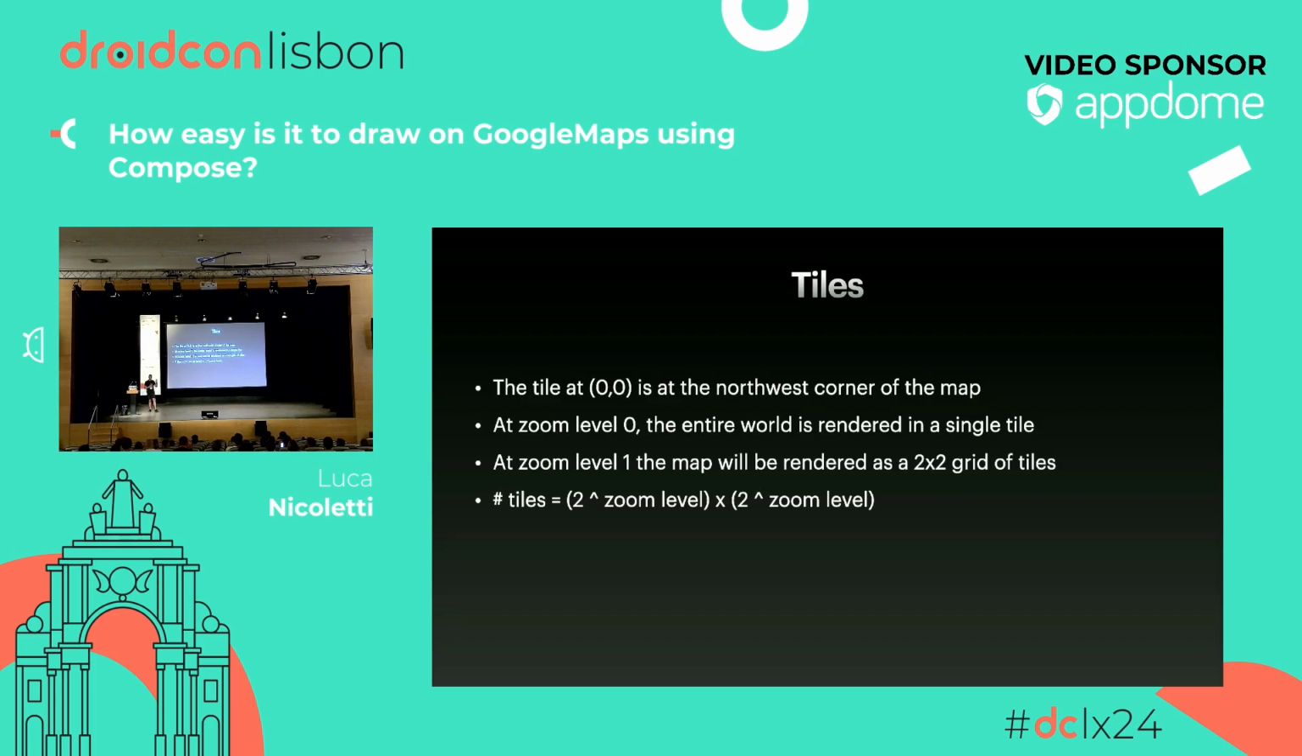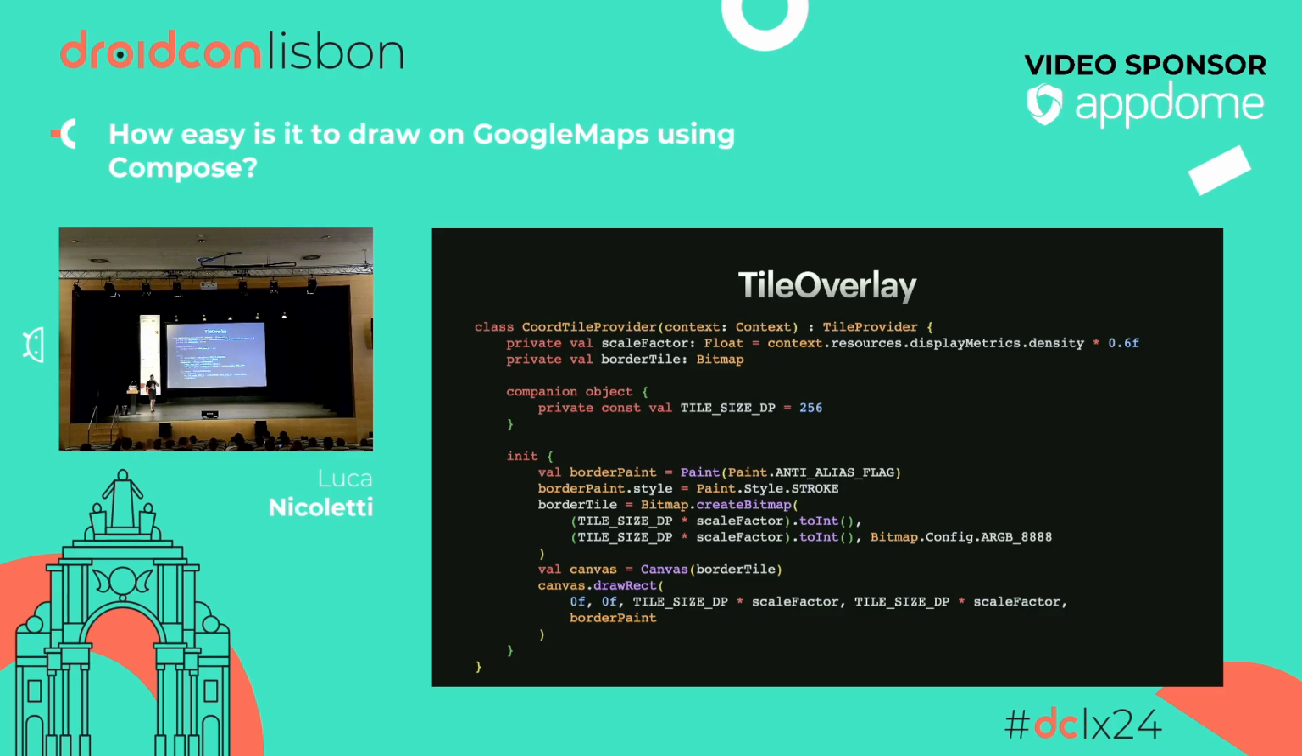The tile at 0, 0 is always at the northwest corner of the map. At zoom level 0, we have 1 square. At zoom level 1, the map is divided into a 2x2 grid of tiles, so 4 in total. The number of tiles is 2 to the power of the zoom level, by 2 to the power of the zoom level. We have 2 examples that we can take a look at for the tile overlay. One is the coordinate tile provider, which basically writes the coordinates and the zoom level on the map.